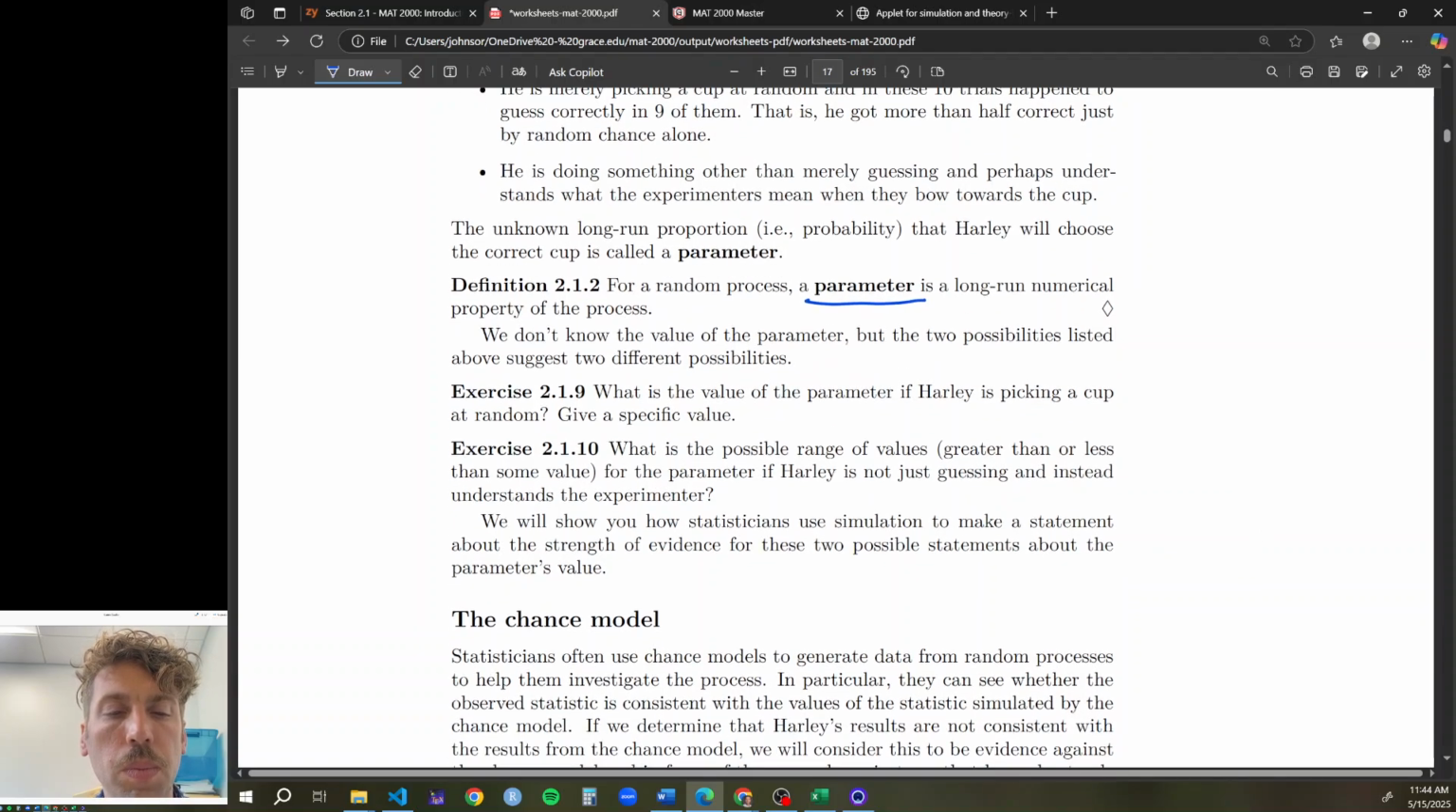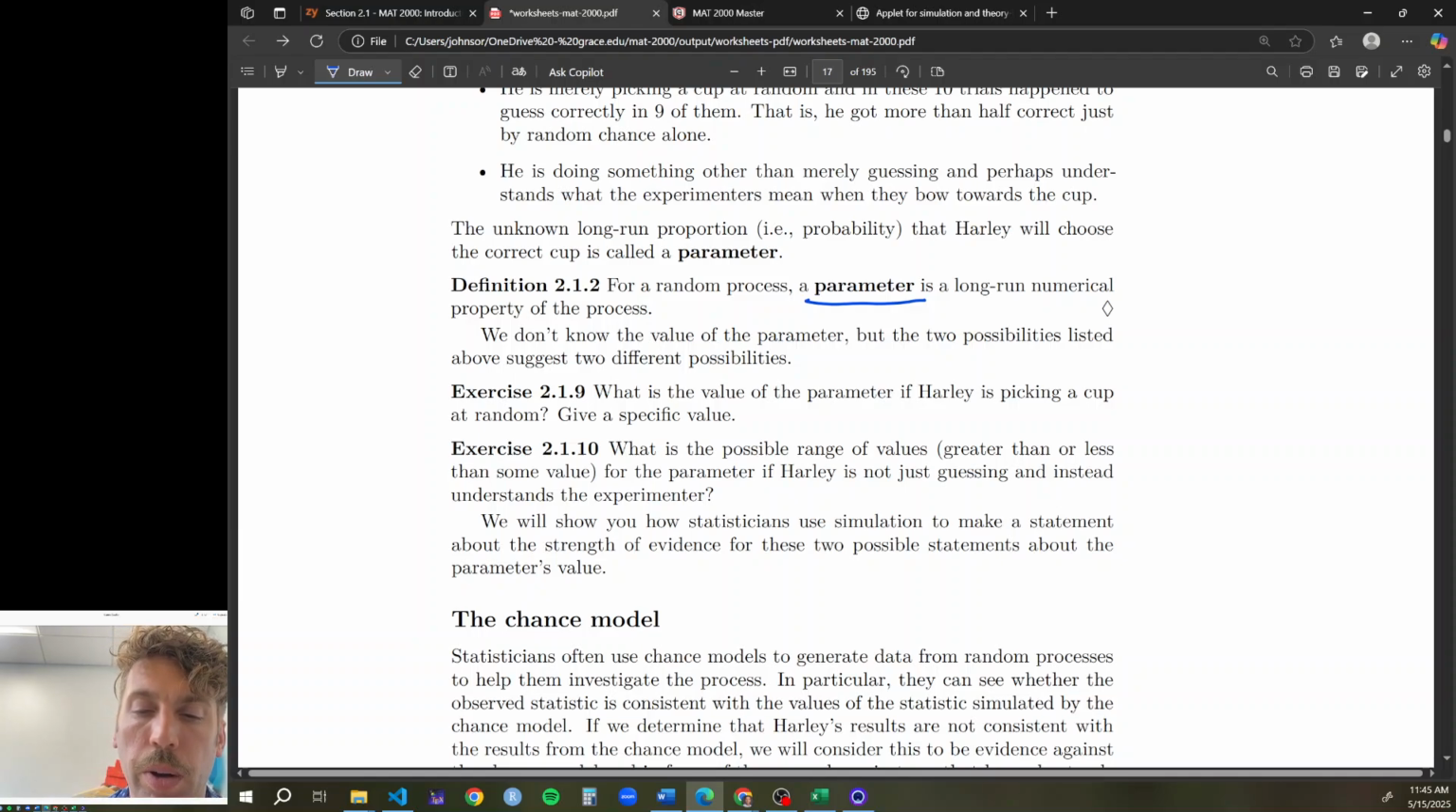And so for question 9, what is the value of the parameter if Harley's picking a cup at random? This should be a fraction or a ratio or a percentage. If Harley's just guessing randomly, what's that ratio? What's that percentage? And then for number 10, what is the possible range of values, greater than or less than some value, for the parameter if Harley's not just guessing? So for this question, I need 2 numbers, the less than and the greater than.